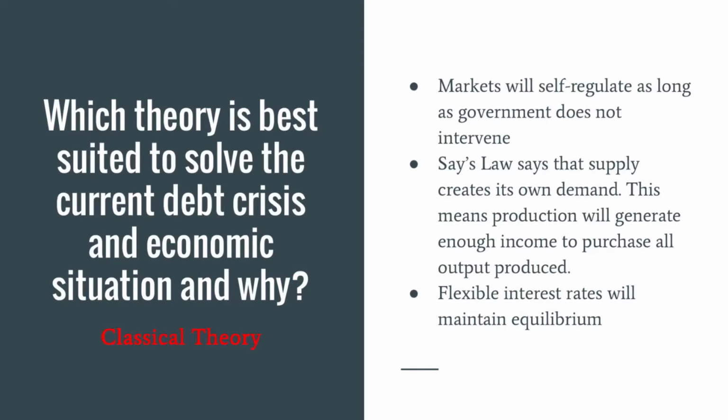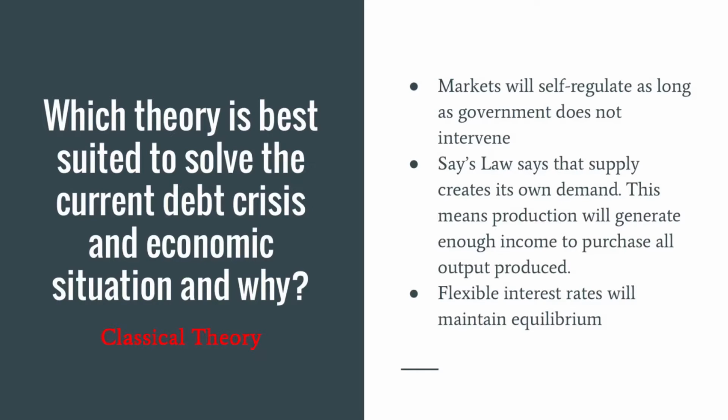The classical theory of economics is best suited to solve the current debt crisis and economic situation. It states that markets will self-regulate as long as government does not intervene. Say's law says that supply creates its own demand. This means that production will generate enough income to purchase all output produced. And finally, flexible interest rates will maintain equilibrium.